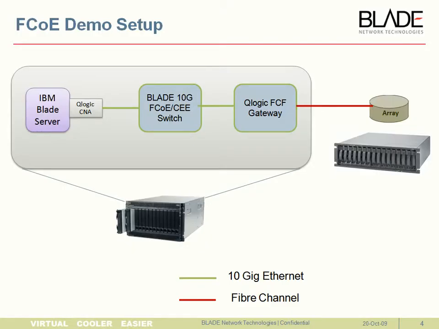For the demo today, this is the setup we have, where within one chassis we have one IBM Blade server connected to a QLogic CNA, a converged network adapter, which can support FCoE and Ethernet traffic at the same time. It is then connected to the Blade 10 gig FCoE CEE transit switch, which is then connected to an FCF gateway, which understands FCoE and FC, and that is connected to an IBM DS4K 4 gig array.